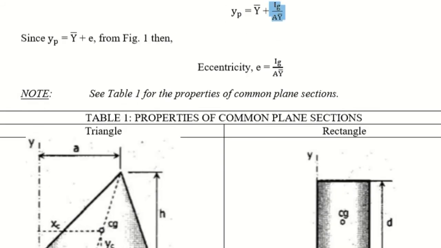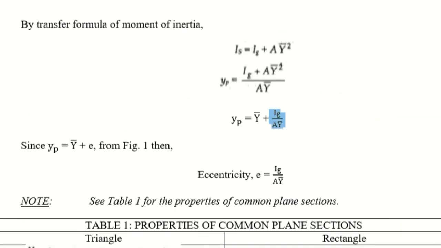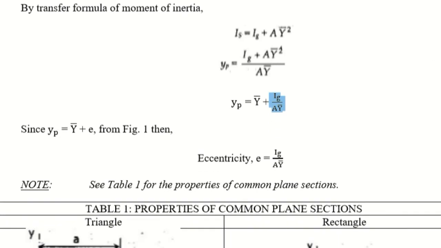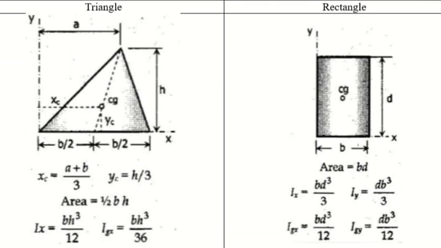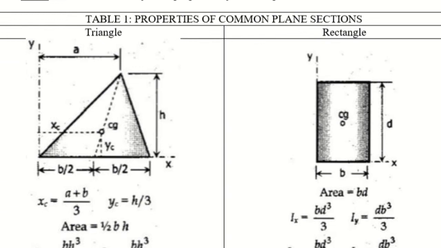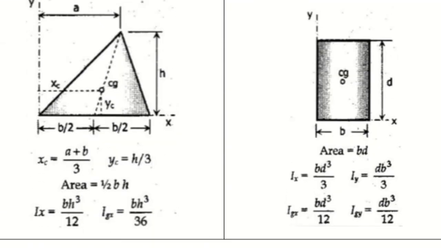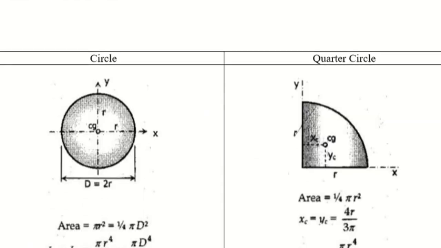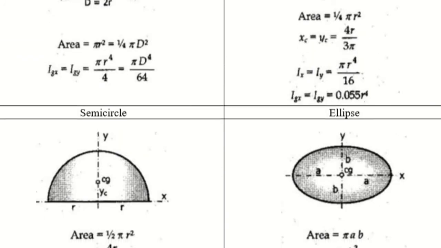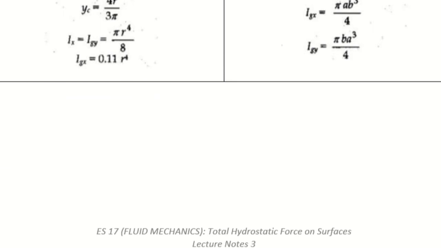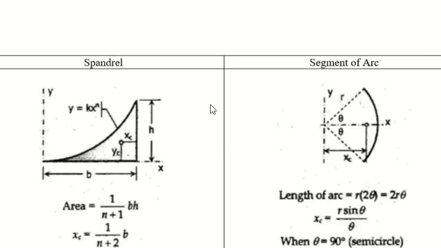So next, gagamitin natin yung mga IG. In here, nandito yung given formula sa mga IG. Paki-familiarize na lang dito. Actually, these are just the common plane sections. Meron tayong triangle, rectangle, circle, tapos quarter circle, semicircle, tapos yung ellipse. Okay? Familiarize those formulas. Tapos meron din tayong spandrel.